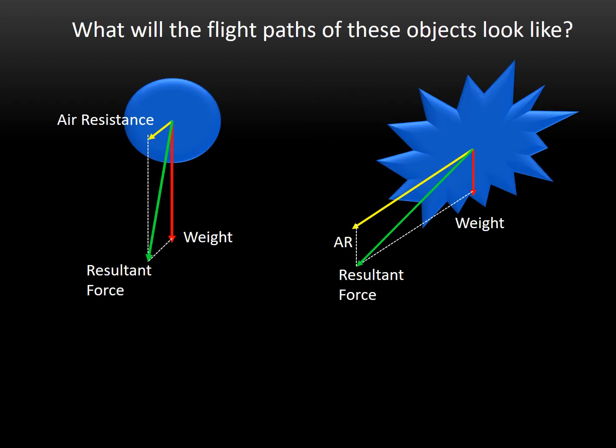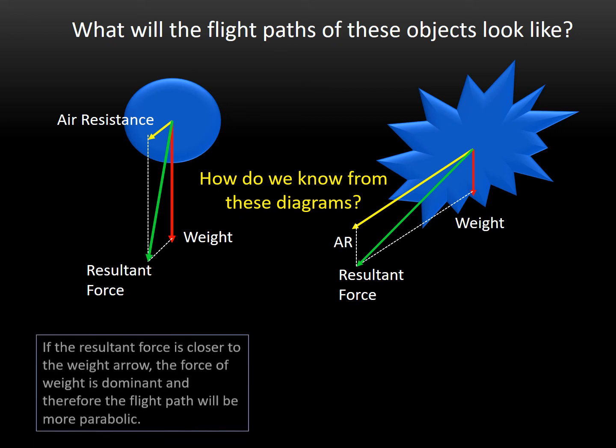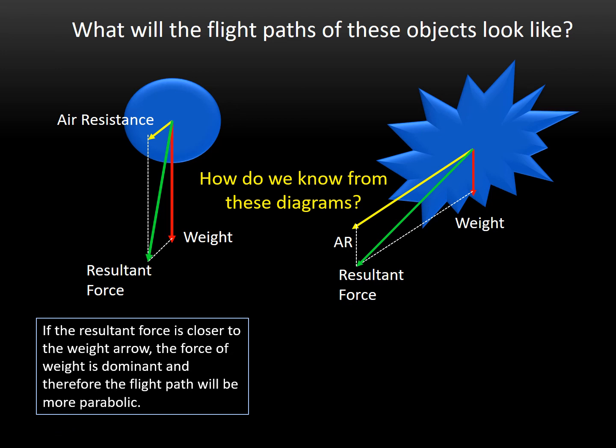What will the flight paths of these objects look like? How do we know from these diagrams? We've got to think about it. So look at the resultant force and look where it's closest to. So if the resultant force is closer to the weight arrow, the force of the weight is dominant, and therefore the flight path will be more parabolic. We know that a dominant force on a projectile will have a parabolic flight path, an equal flight path.